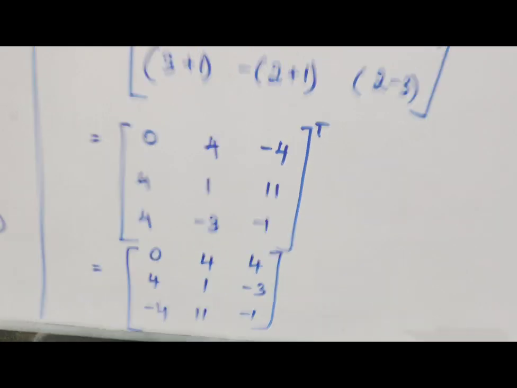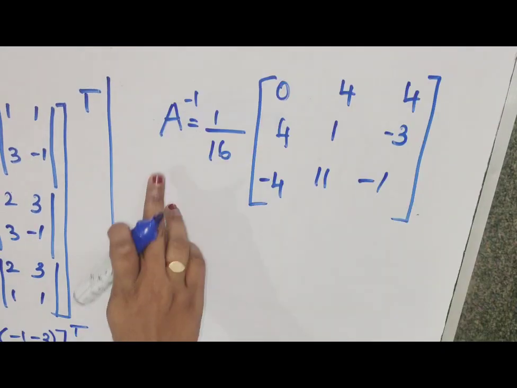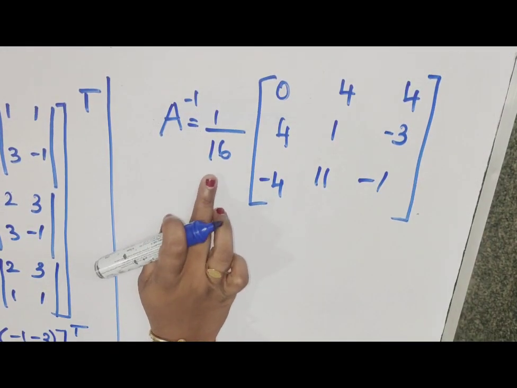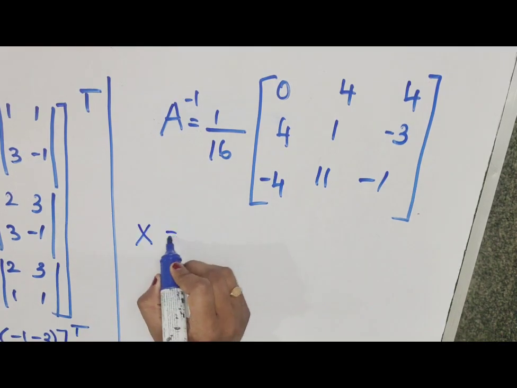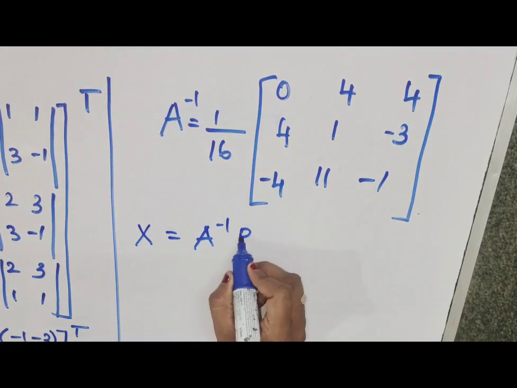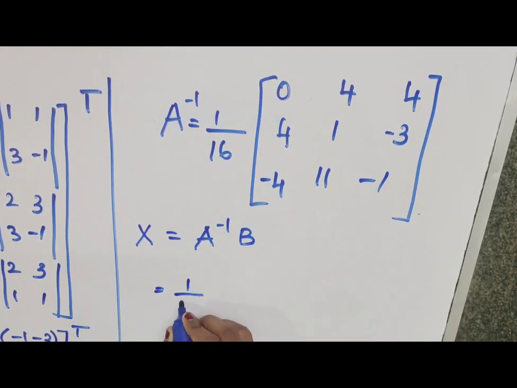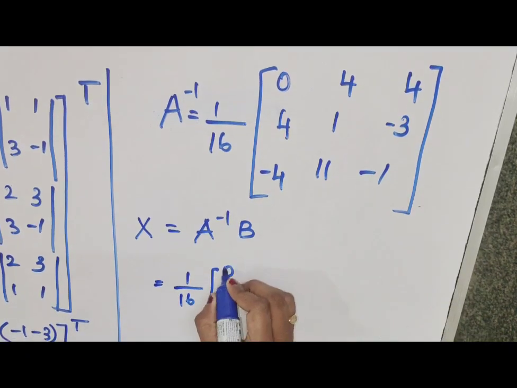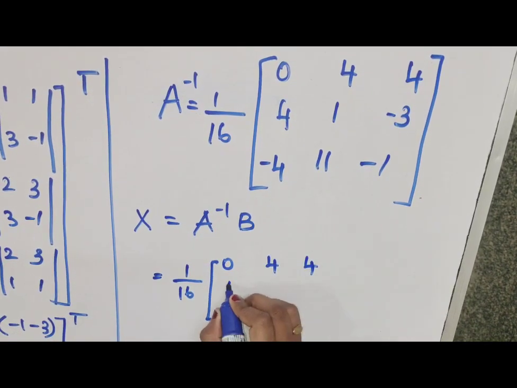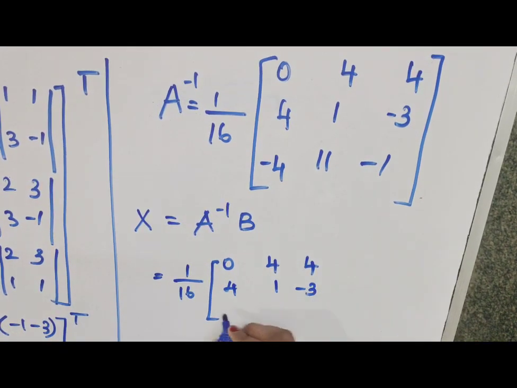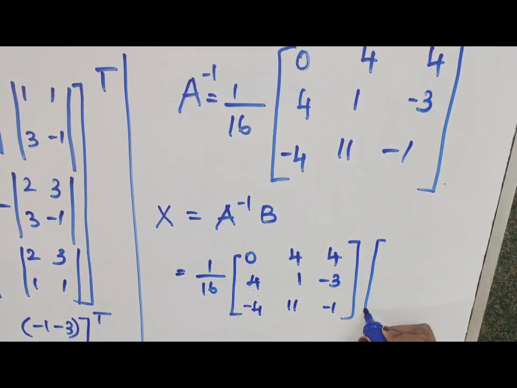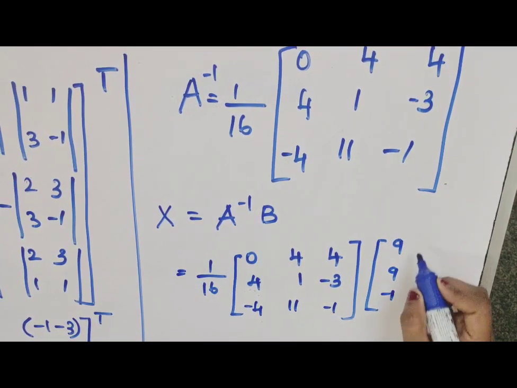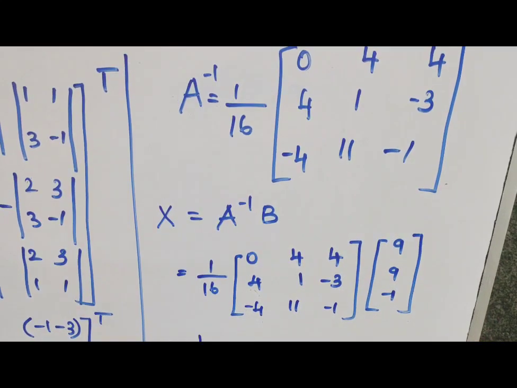Now we will substitute in the formula of A inverse. A inverse equals 1 by determinant of A value into adjoint of A value. Now we will substitute in X equals A inverse into B. The A inverse value is 1 by 16 into 0, 4, 4, 4, 1, minus 3, minus 4, 11, minus 1, and the B value is 9, 9, minus 1. We have to do the matrix multiplication.